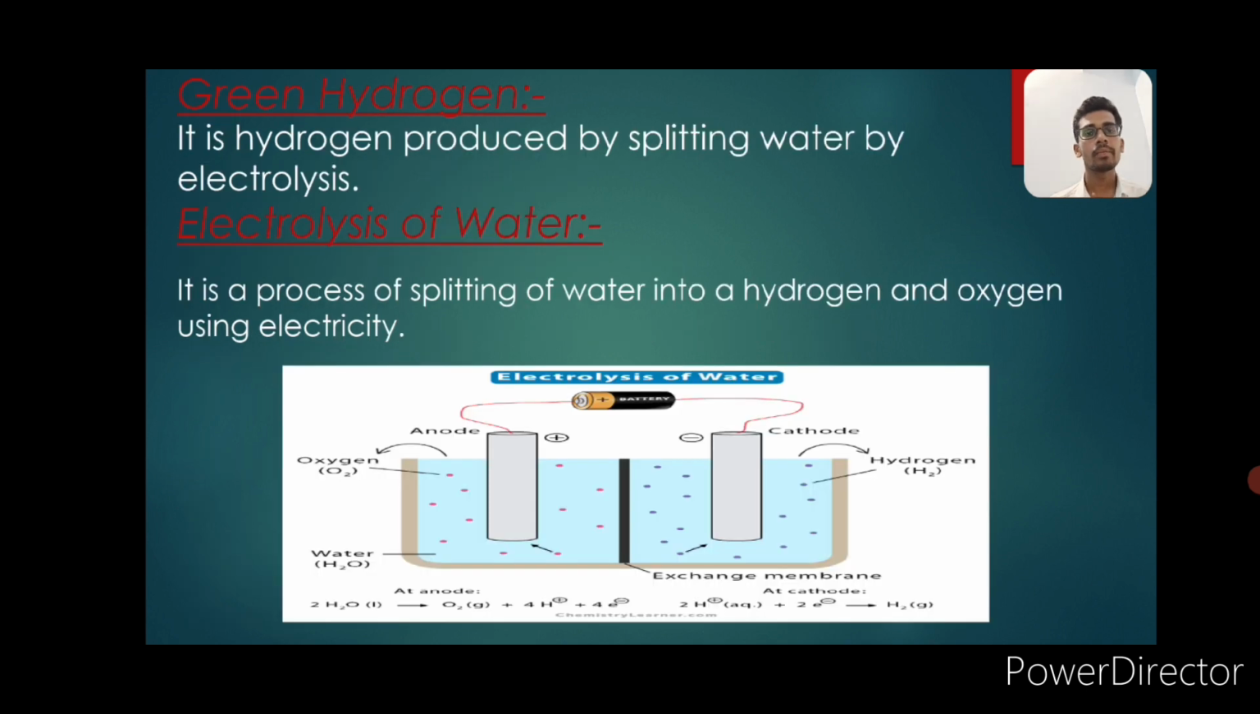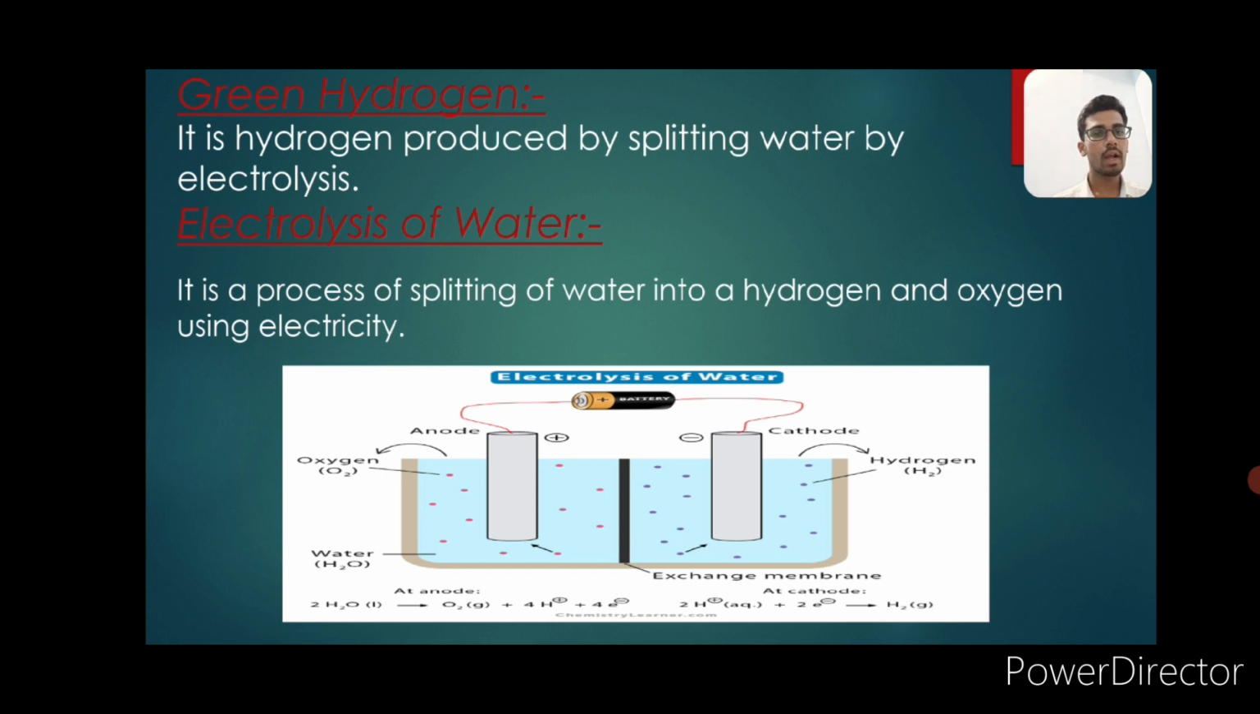Next, green hydrogen. It is hydrogen produced by splitting water by electrolysis. Electrolysis of water is a process of splitting water into hydrogen and oxygen using electricity. This diagram shows the electrolysis of water.